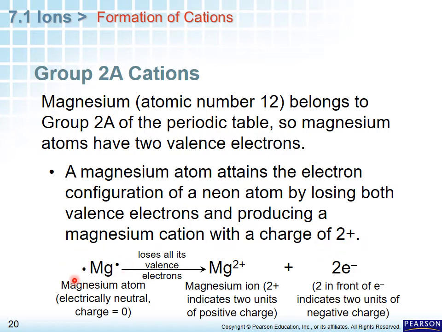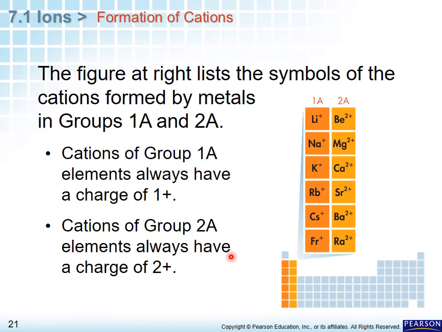You can see here the magnesium atom. How many valence electrons? 2. By losing both of these electrons, it becomes 2 positive, and this is called a cation. So the magnesium ion, which is a cation, loses the 2 electrons, so 2 electrons are lost to become a cation.